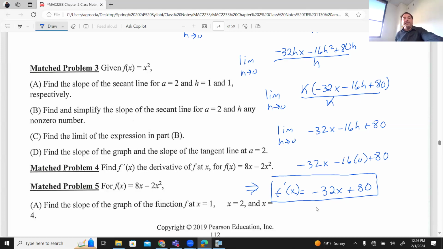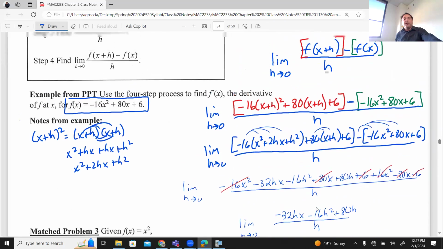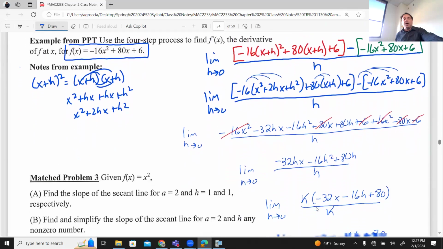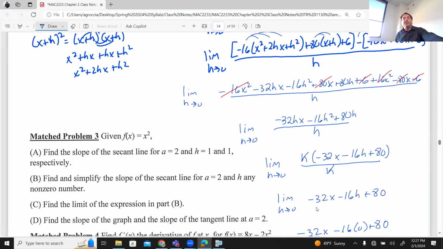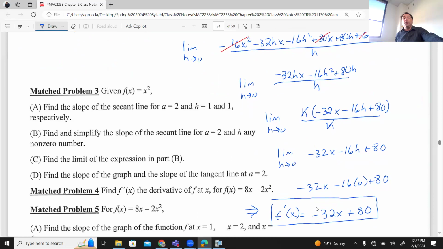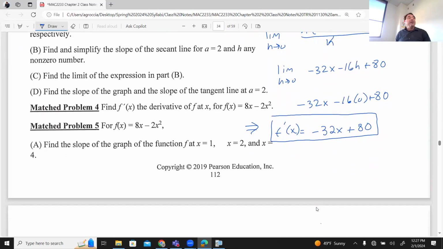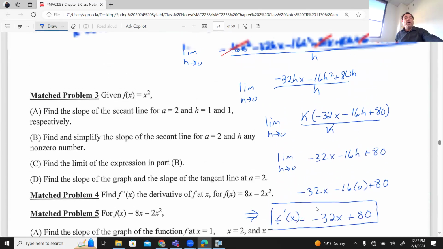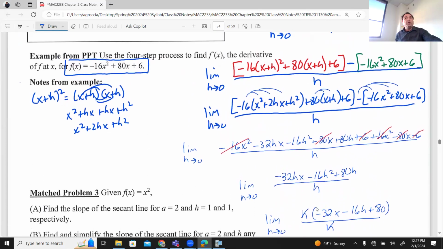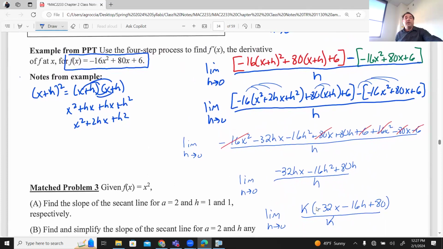Now, as you look at this, you're like, wow, that is a lot of work. That is a lot of algebra. And you're totally correct. And guess what? We've done so many of these over and over and over again. We found a pattern. So instead of doing all of this work, we now can use that pattern because we know how to do it by hand.